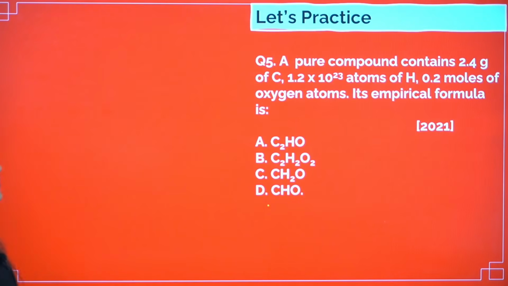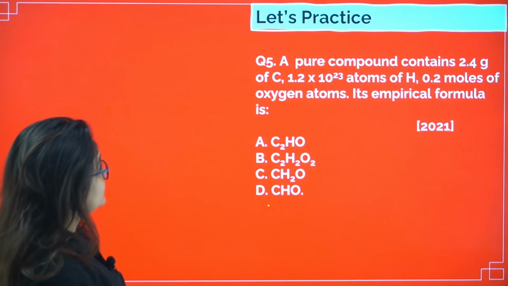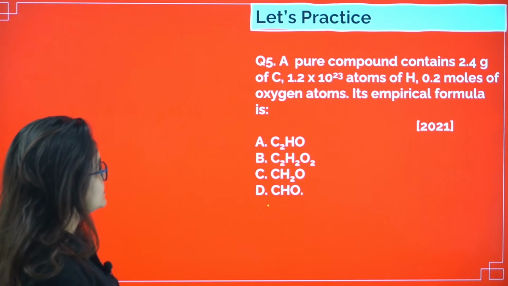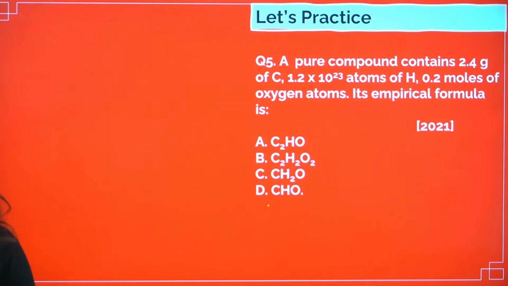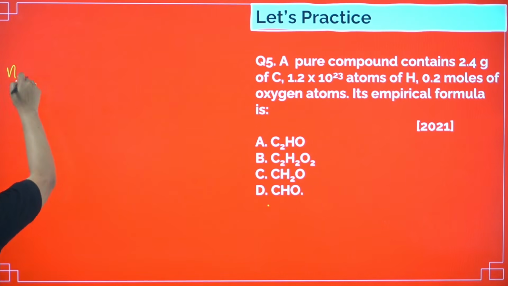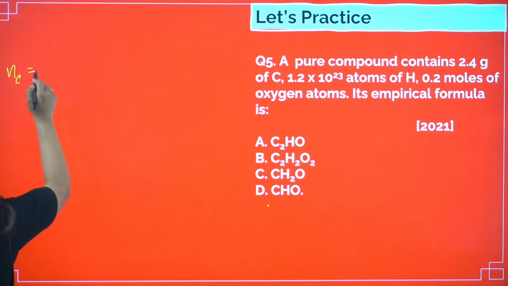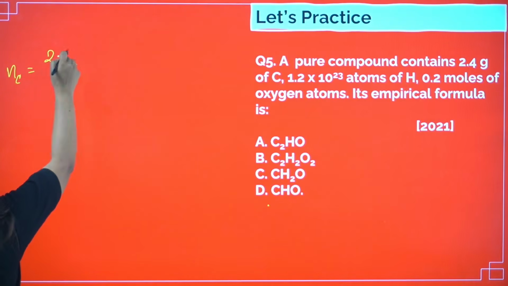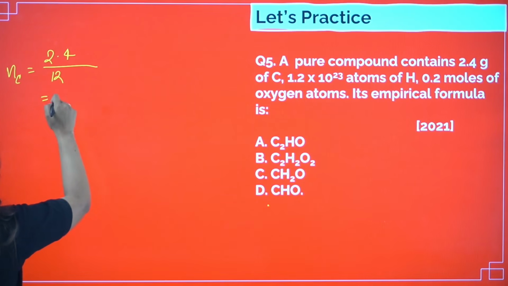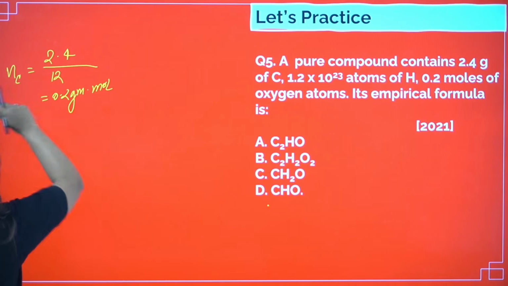A pure compound contains 2.4 gram of carbon, 1.2 into 10 power 23 atoms of hydrogen, and 0.2 moles of oxygen atoms. Its empirical formula we have to find out. Let's do it. Here the number of moles of carbon, hydrogen and oxygen we will find out. Number of moles of carbon, 2.4 gram is given, so given weight divided by molecular weight, that is 12 gram per mole.